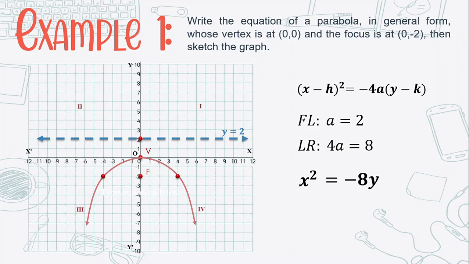But we have to write our equation in general form. So we have to transpose -8y to the other side of the equation and equate our equation to 0. So the equation of this parabola in general form is x² + 8y = 0. That is how you write the equation of a parabola given the vertex and the focus.